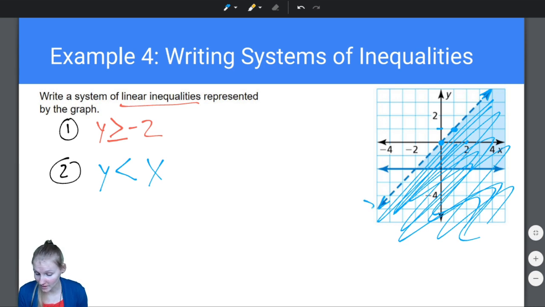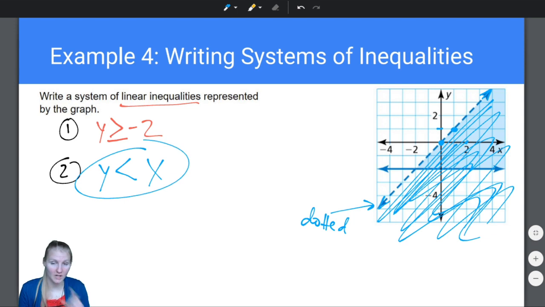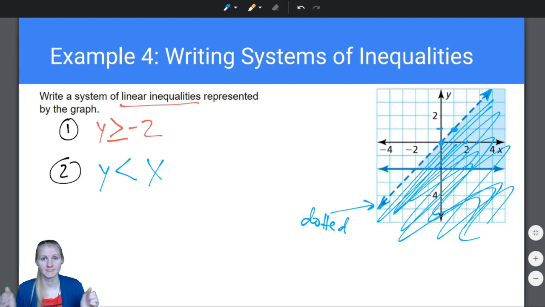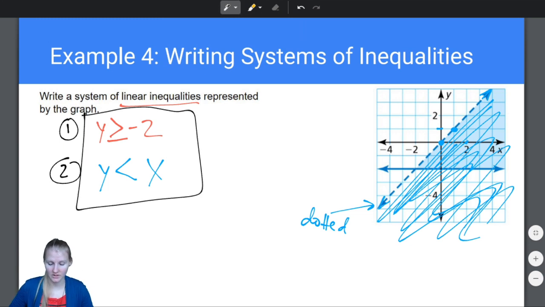Okay, and it's a dotted line, which means that I'm just less than. Not less than or equal to, just less than. Aha! Fantastic. So this is our final answer. We think that this is our system of linear inequalities.